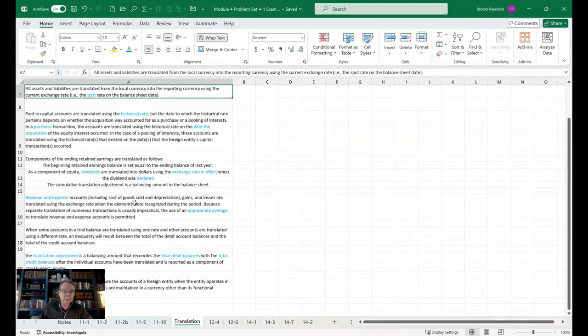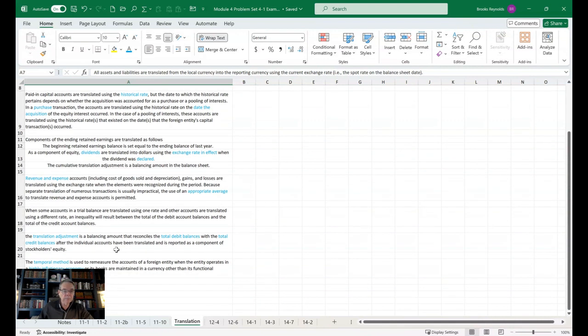Revenue and expense accounts use the appropriate average. You really should use the rate on that day, but we're going to assume that we have similar or even transactions throughout the year. The translation adjustment is a balancing amount that reconciles the total debit balances with the total credit balances after all the individual accounts have been translated. So there'll be a difference, and that is the translation adjustment. And then you have the temporal method, which is used in a high inflationary economy.